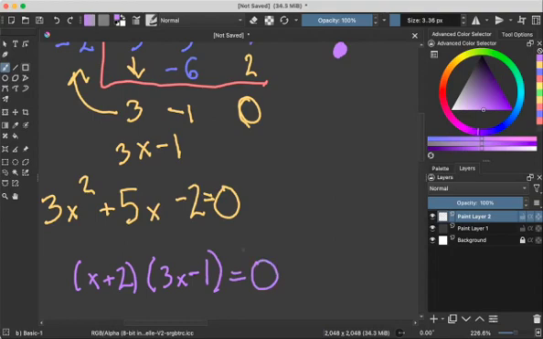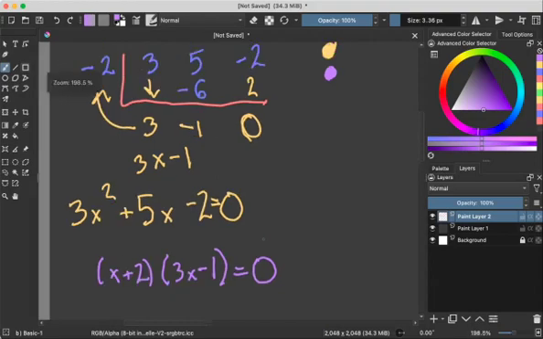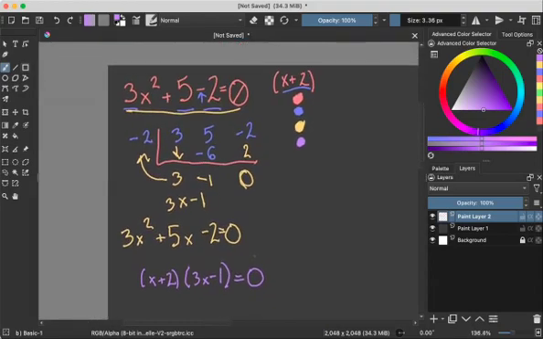So in this example, what we basically did is we divided the polynomial by x plus 2 to find the x value for synthetic division. The value used as the divisor is negative 2, which is a root of the equation.